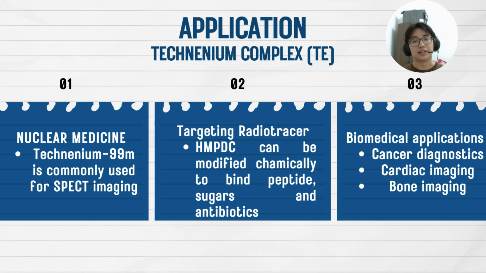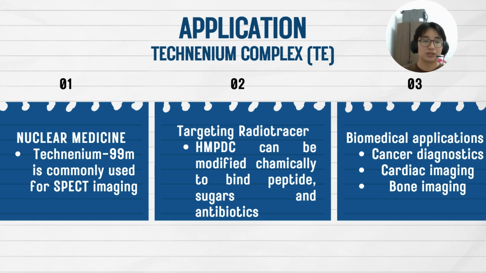All right, so now I'll be presenting the applications for the technetium complex, which is also known as Tc. The main isotope used for technetium applications is technetium-99m, also known as Tc-99m. It is commonly used by doctors for specific medical scans called SPECT imaging. The cool thing is that scientists can tweak certain chemicals so that they stick to molecules such as sugars, peptides, proteins, medicines, or even antibiotics, and to parts of our cells.